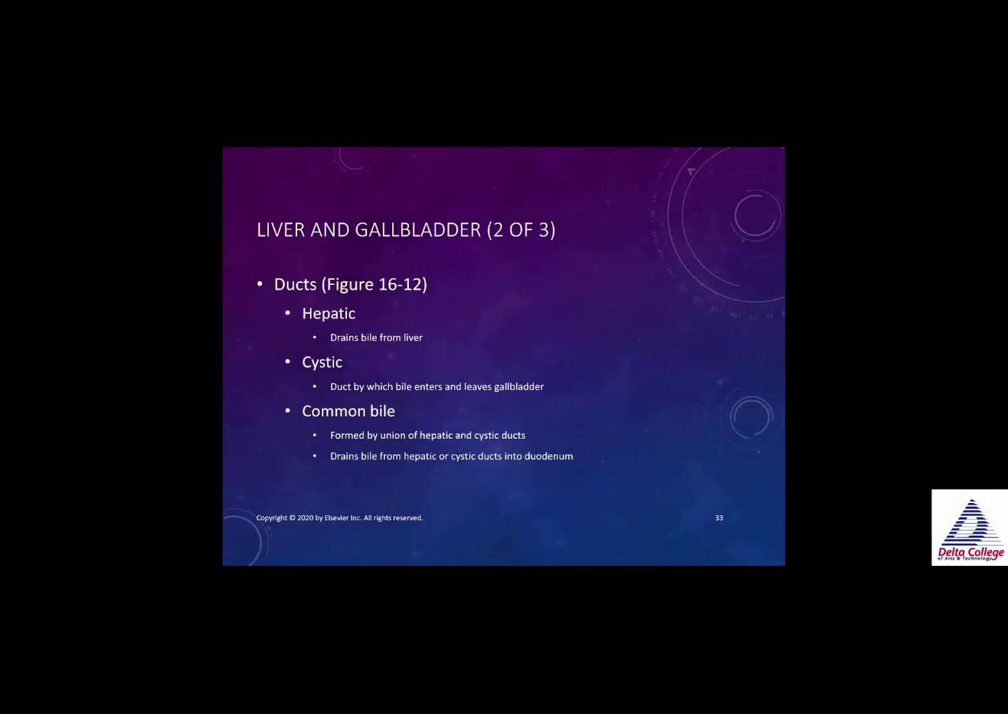Now, there are ducts that we have talked about. The hepatic duct drains bile from the liver. The cystic duct is the duct by which bile enters and leaves the gallbladder. And the common bile duct is formed by the union of the hepatic and cystic ducts. The common bile duct drains bile from the hepatic or cystic ducts into the duodenum.